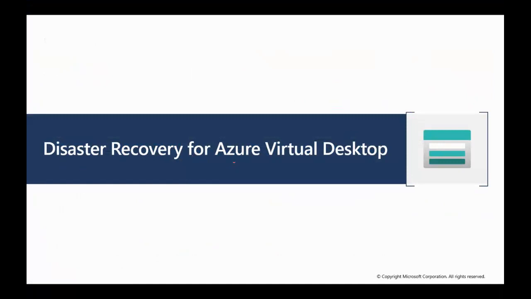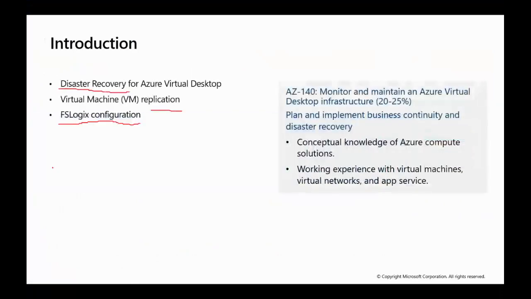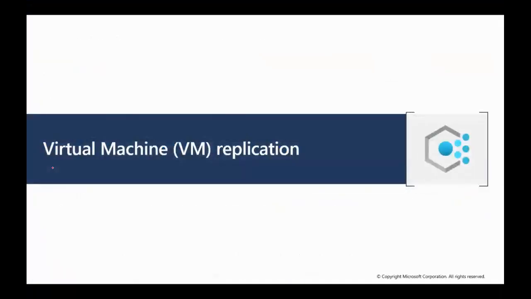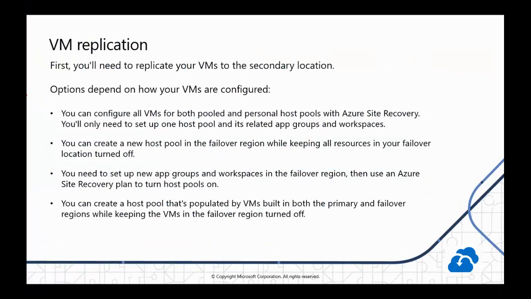So, disaster recovery for Azure Virtual Desktop. How do we do that? How do we do disaster recovery for Azure Virtual Desktop? Of course, all of you will expect my answer, which is replication. It is called VM replication, because VM replication means that your virtual machines are replicated to the secondary location of your virtual desktop.